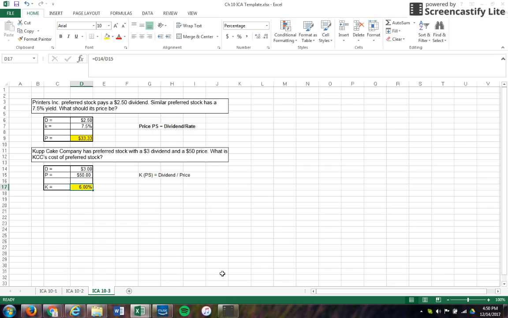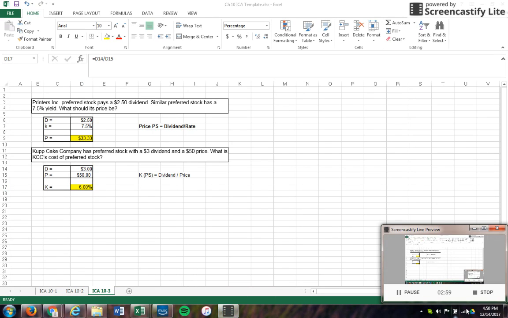And that is how you calculate both the expected value and the expected return on preferred stock.